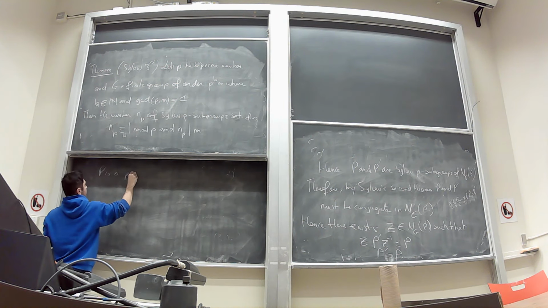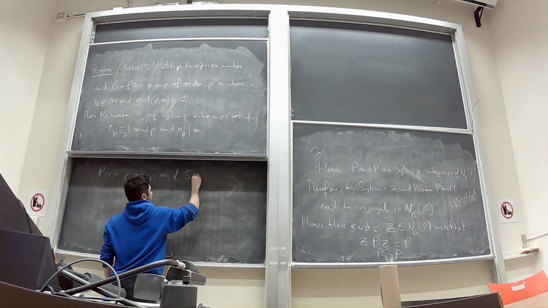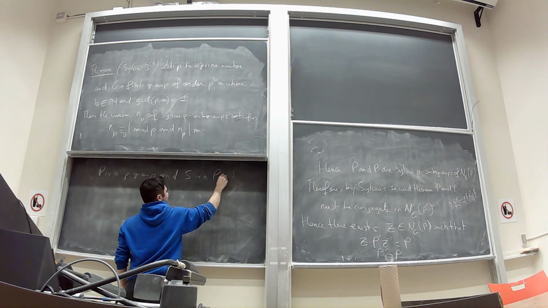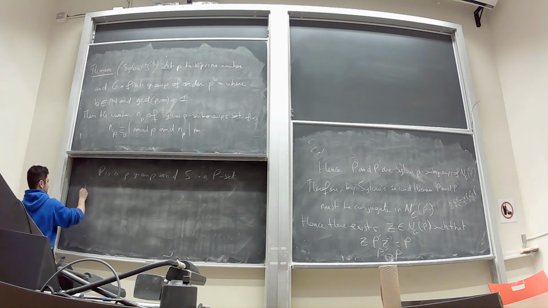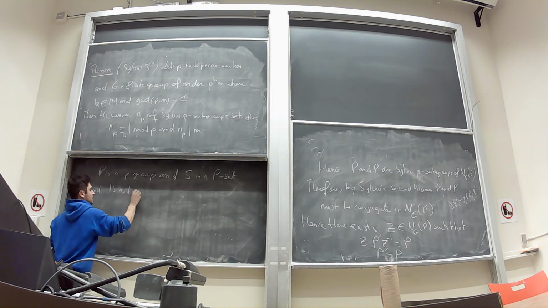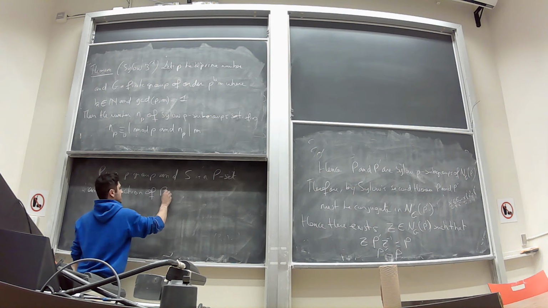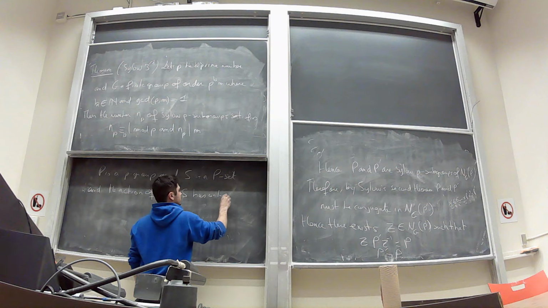P is a P group, and S is a P set. I have a P set, okay? Hence the action of P on S has only one fixed point.